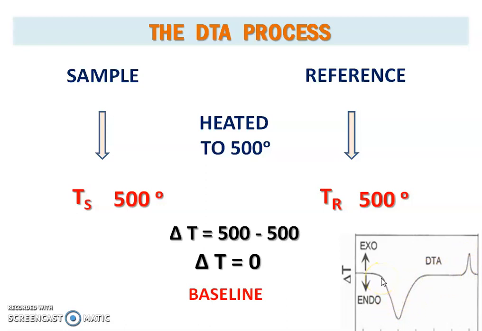So I hope it's clear from this slide that so long as the sample temperature is the same as the reference temperature, the delta T value will be 0, and the 0 delta T value gives you the baseline of the DTA curve. Now in the next slide, we'll discuss the formation of an endotherm.